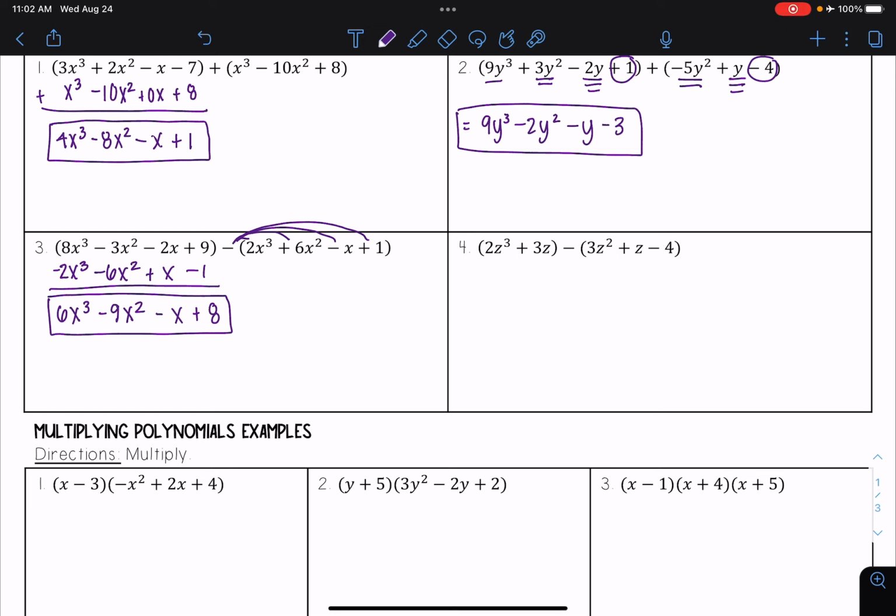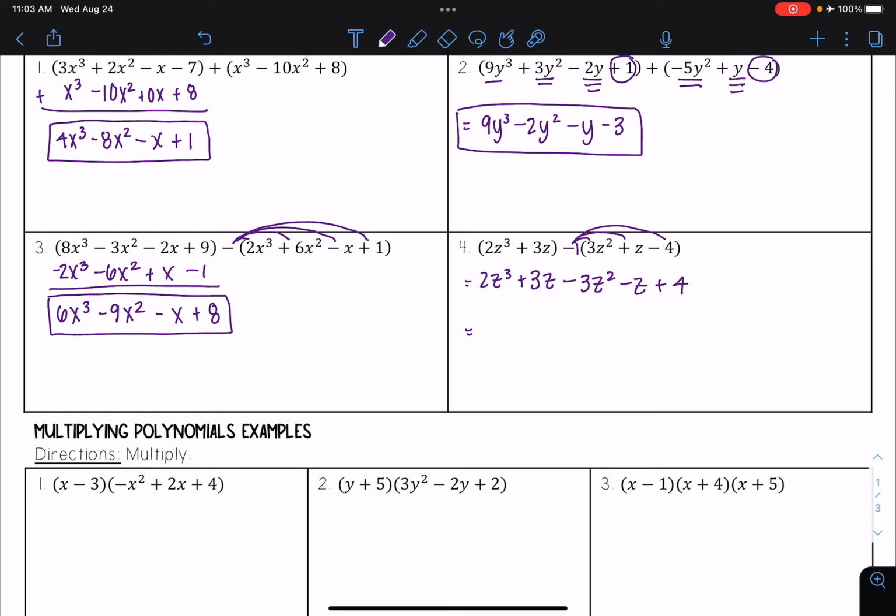And then you can also do this horizontally. So I'm going to start off the same by going ahead and distributing my negative. And when I'm distributing that negative, I'm really just multiplying everything by negative 1. And so I have 2z cubed plus 3z minus 3z squared minus z plus 4.